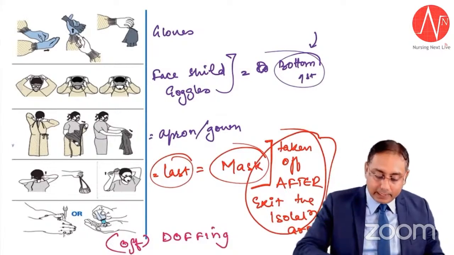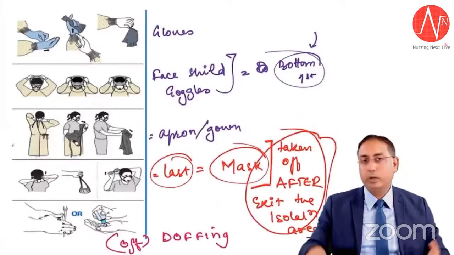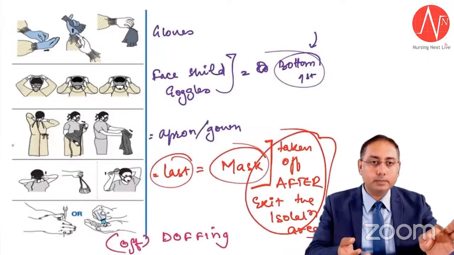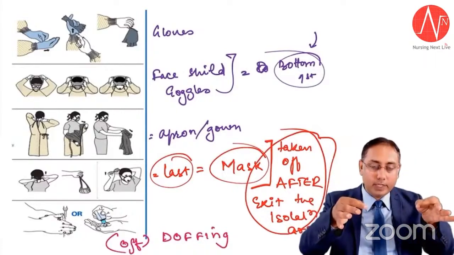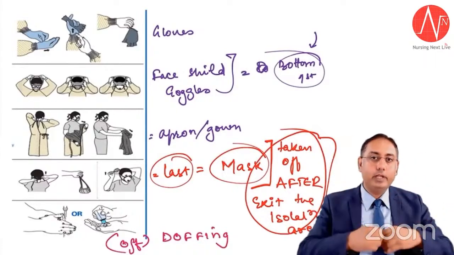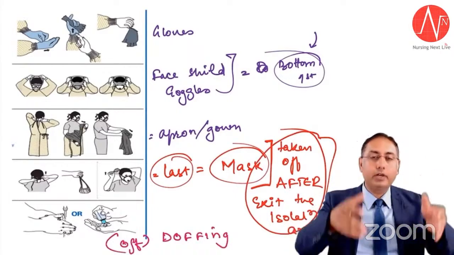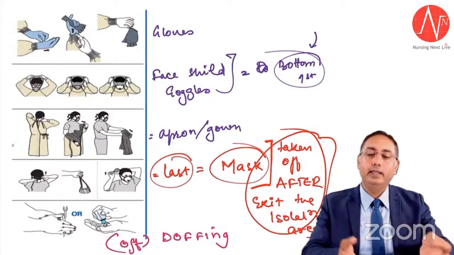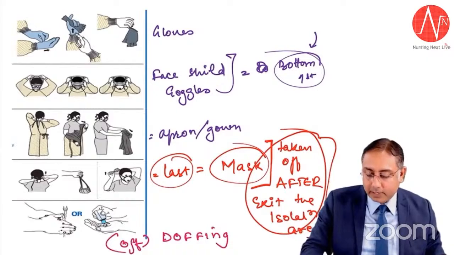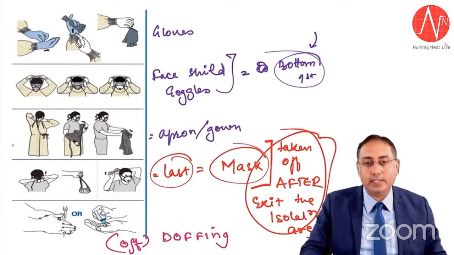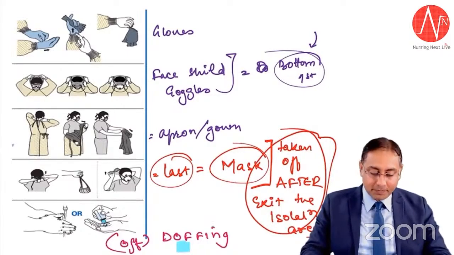In case the MCQ asks you about AIIMS, again same answer. You were wearing 2 gloves, so you take off the outer gloves, and then you sanitize, then you take off the face cover, then you sanitize, then you take off the gown or the apron, again you sanitize, and last is you take off the mask, and then last you take out the inner gloves also. So inner gloves have to be taken off in the last, and after that you do hand washing and hand sanitization. So that is the doffing procedure.